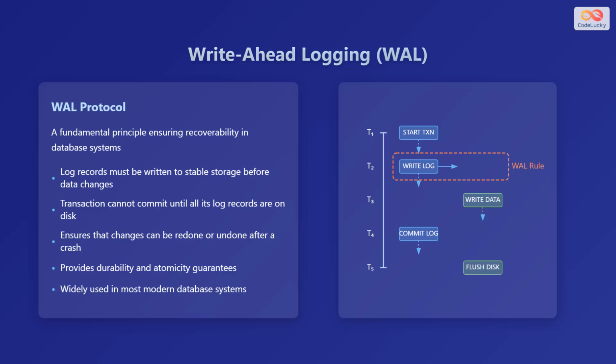Write-ahead logging is a fundamental principle ensuring recoverability in database systems. The WAL protocol dictates that log records must be written to stable storage before data changes are made. A transaction cannot commit until all its log records are safely on disk. This ensures that changes can be redone or undone after a crash, providing durability and atomicity guarantees. WAL is widely used in most modern database systems. First, a transaction starts, then the log is written, then the data is written, and finally it is flushed to disk. Keep in mind the WAL rule that logs must be written before the data.